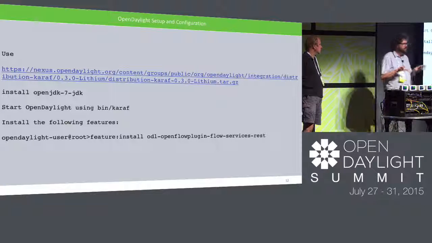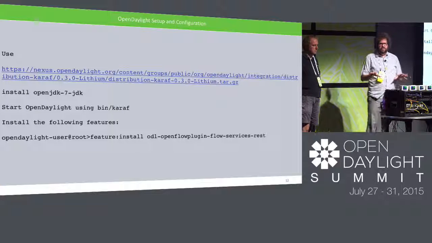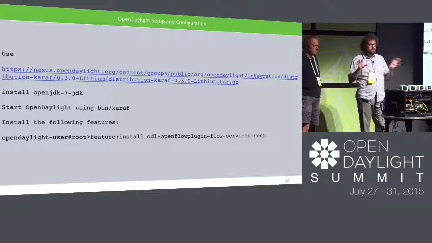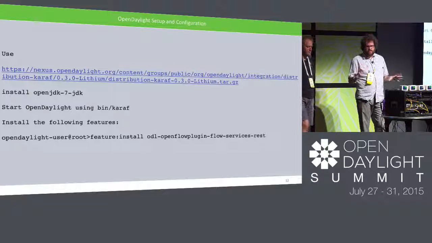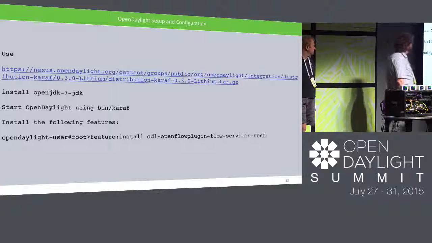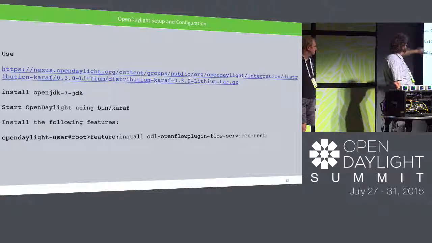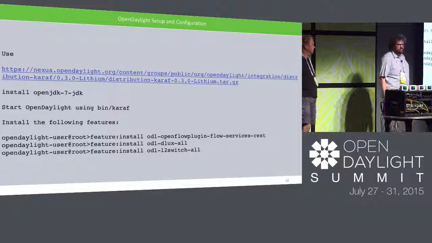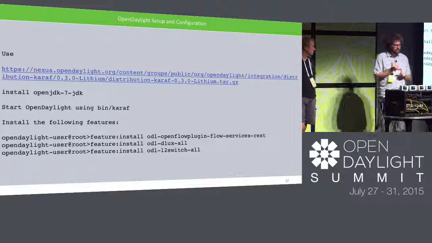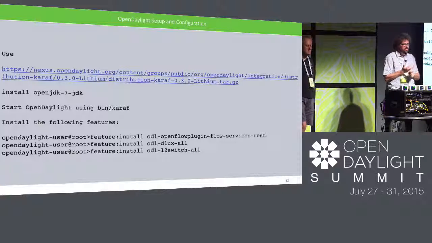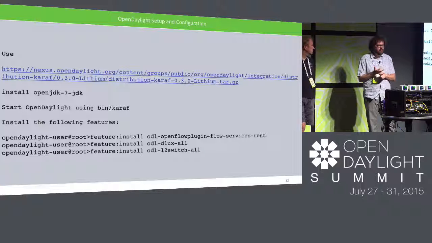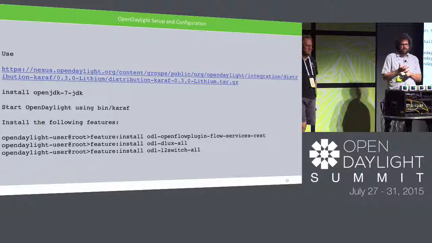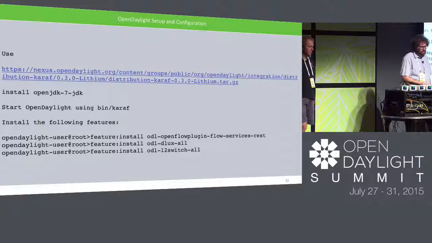So if you were here for the earlier talks, I think you got a good idea of how OpenDaylight works and how you install features and all of that. And so I'm not going to cover that. Basically, I'm going to point out I downloaded Lithium directly. I installed OpenJDK. I started using bin/karaf, and then I installed just 3 features. Basically, DLUX, so I have a UI, the OpenDaylight L2 switch, and technically, the L2 switch will pull in the OpenFlow plugin automatically. But that's kind of how it is.